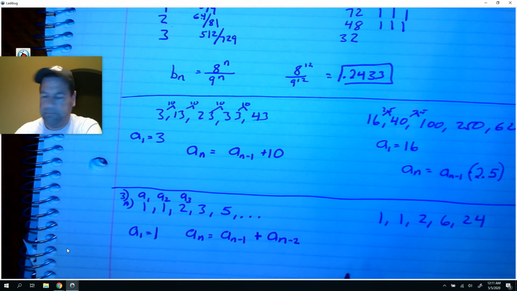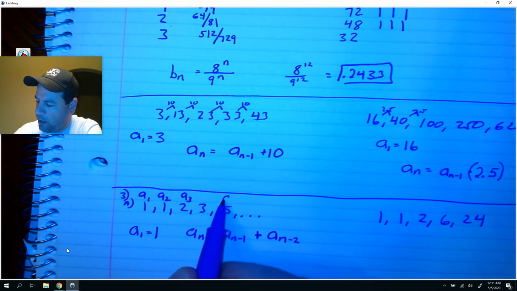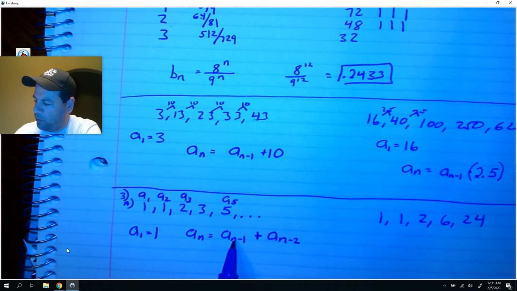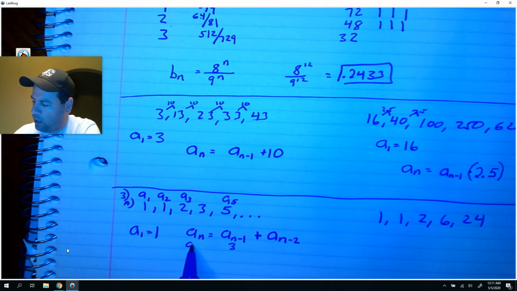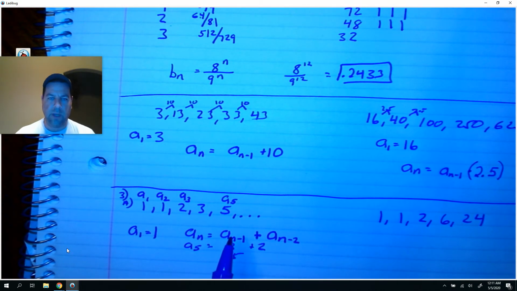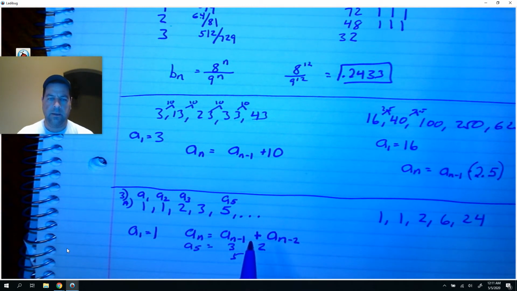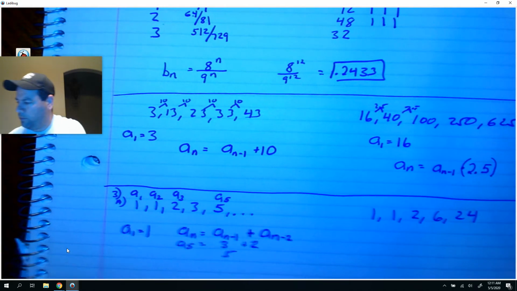A sub 3. This would be a sub 2 and a sub 1. So this is 1, 2, 3, 4. This is a sub 5. So a sub 5, this would be a sub 4, which is 3. So a sub 5 will be 3 plus 2, which is 5. That works. So see how we're doing on that one? We've got to do a sub n minus 1 and a sub n minus 2. Some of these are harder to see. But this one you can't write as a geometric because there's not a common difference and there's not a common ratio.